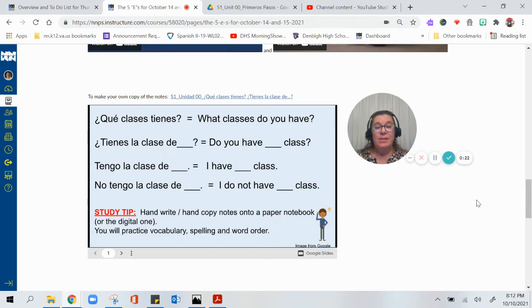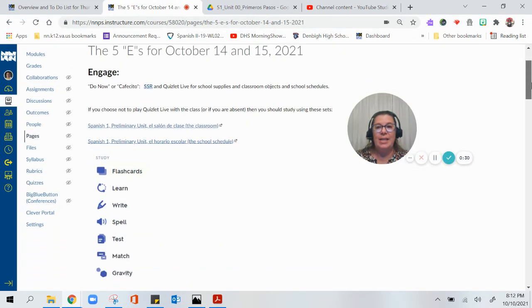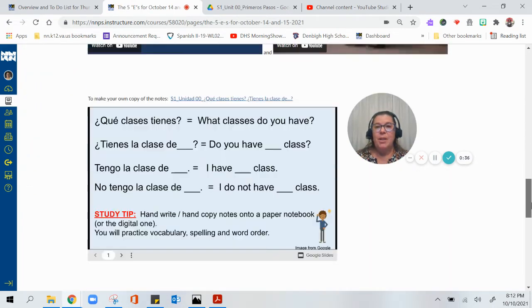Remember that in Canvas, I tend to embed extra vocabulary lists and Quizlet sets to help you study, so you may need to scroll up to the top and check out one of those Quizlet sets. You can always study by flashcards, learn, write, spell, test, match, or gravity. So we're going to go through practicing expressing, finding out what classes people have and being able to say, I have this class or I don't have this class.